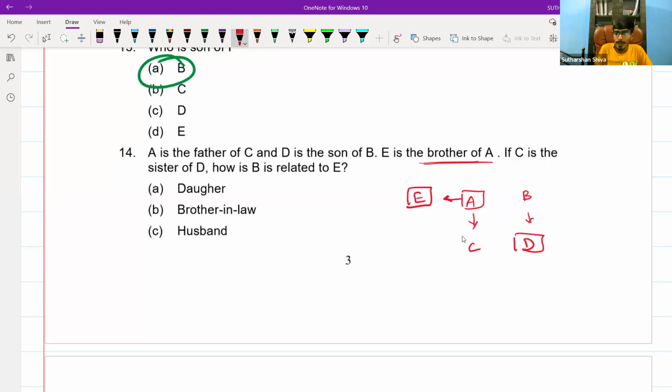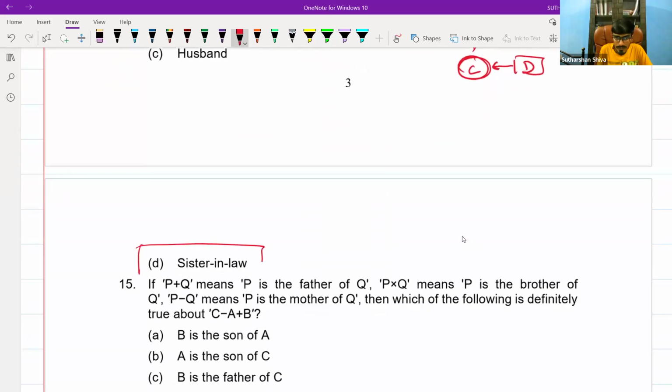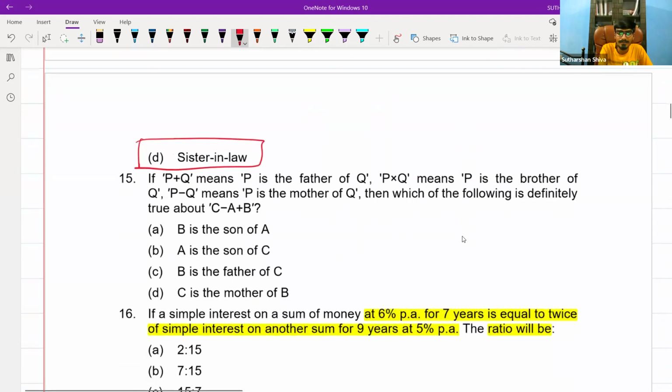Fine. If C is the sister of D, same generation, then D is son, no? For B, it will become a spouse relationship. How is B related to E? For E, who is B? It is nothing but sister-in-law. Option D is your answer.